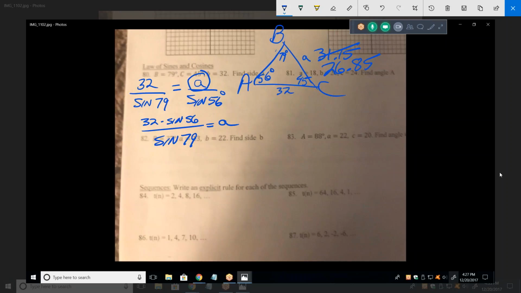But let's look at why that makes more sense. What is wrong with the answer 31.15? It's too close to 32. Yeah. And yet these angles are not that close. That's 79 degrees, that's 56 degrees. There should be a bigger difference in their opposite sides. And 31.15 was just barely smaller than 32. It didn't pass the smell test. So I did it again. That's a far more believable answer.